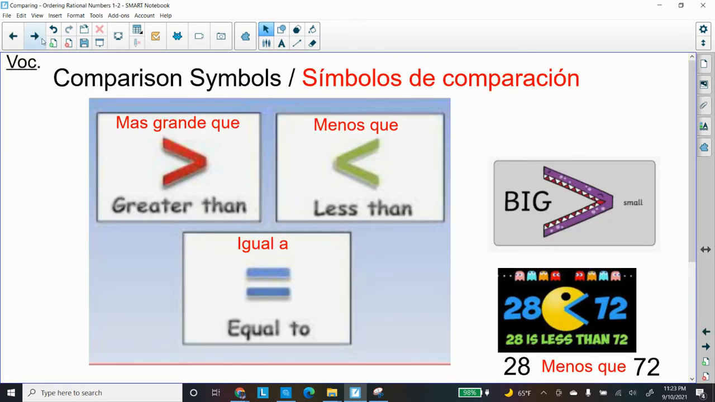So here's our vocabulary that you need to know. Some comparison symbols: the greater than symbol, the less than symbol, and of course the equal to symbol.